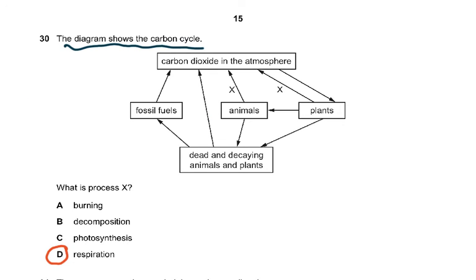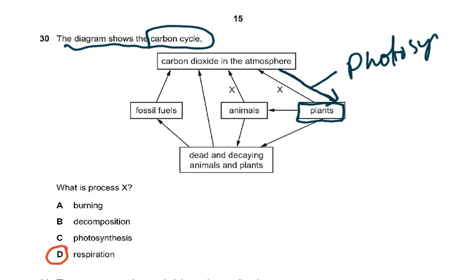The diagram shows the carbon cycle. So carbon dioxide in the atmosphere. Now always when I'm teaching you this, I always say there's only one process which takes away the carbon dioxide, and that is photosynthesis. So this has to be plants. So this is photosynthesis. This can't be anything else. Now plants respire and this goes back to the atmosphere.